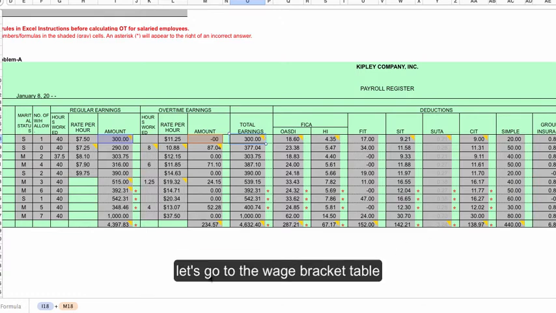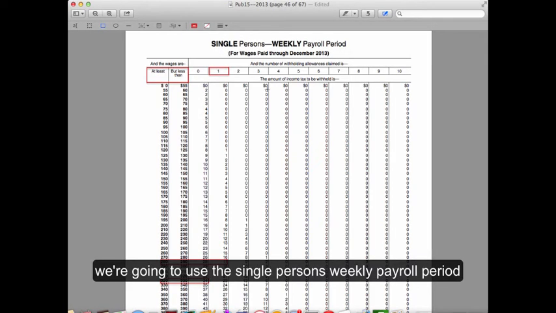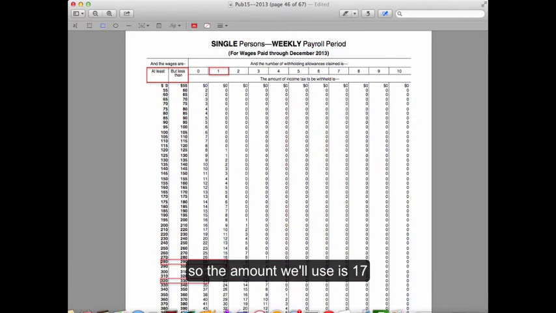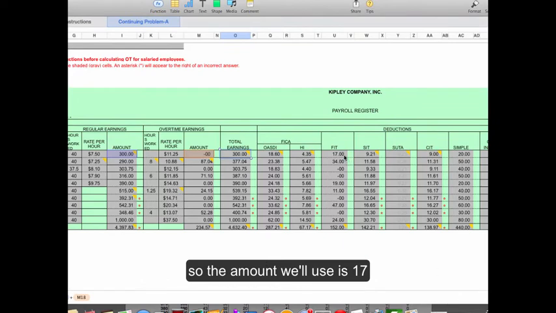So let's go to the wage bracket table. We're going to use the single person's weekly payroll period. So for 280, we look at least 280, but less than 290. And the withholding is 1, so the amount we're going to use is 17. Going back to the worksheet, you input 17 here.